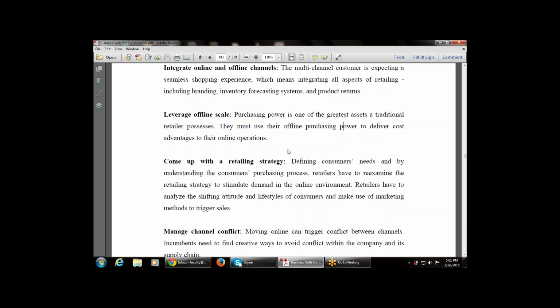Then the next issue is how to manage channel conflict. That is, if there is a conflict among the customers, how to manage the various channels that are available online. So how to manage the channels is also a managerial issue in online retailing.